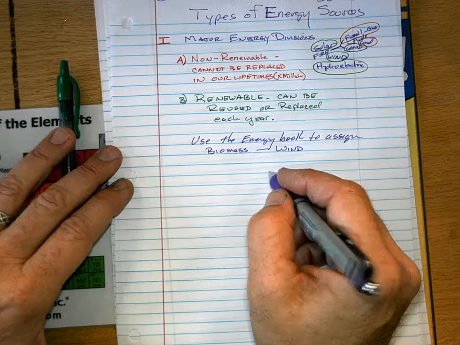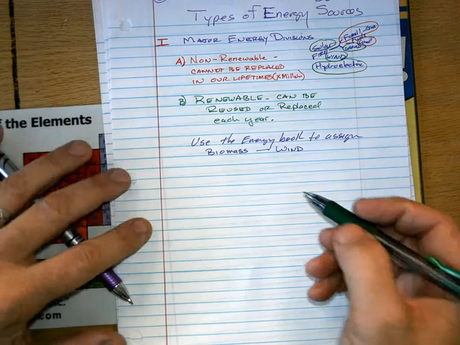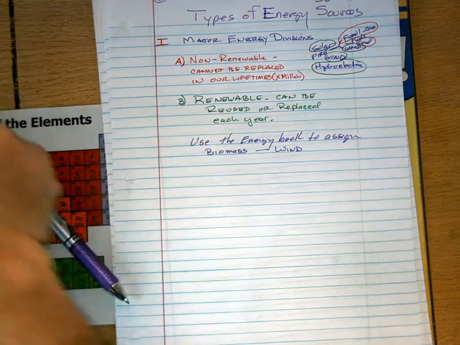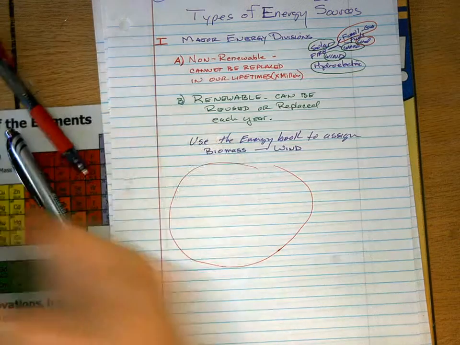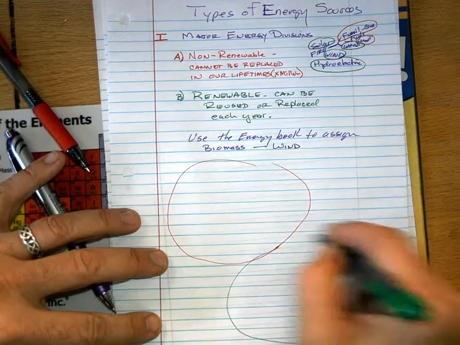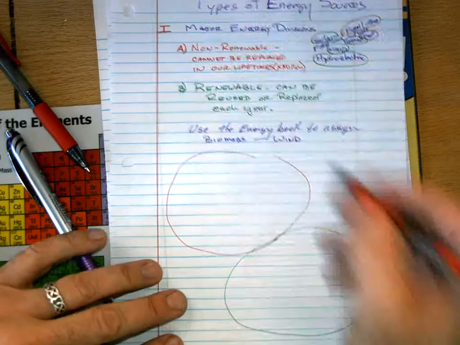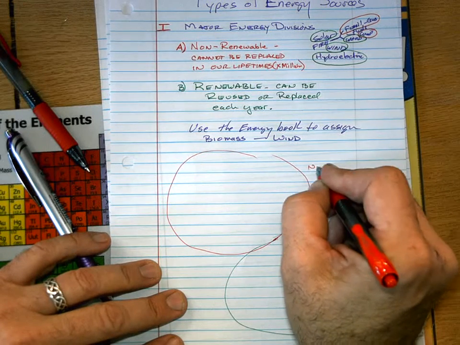I'm going to do circles. You can do something else here to represent. Let's get these classified. So go through there. So this is going to be the non-renewable.